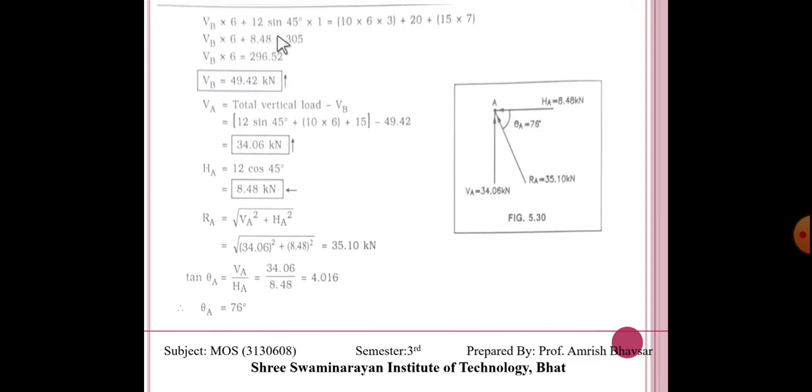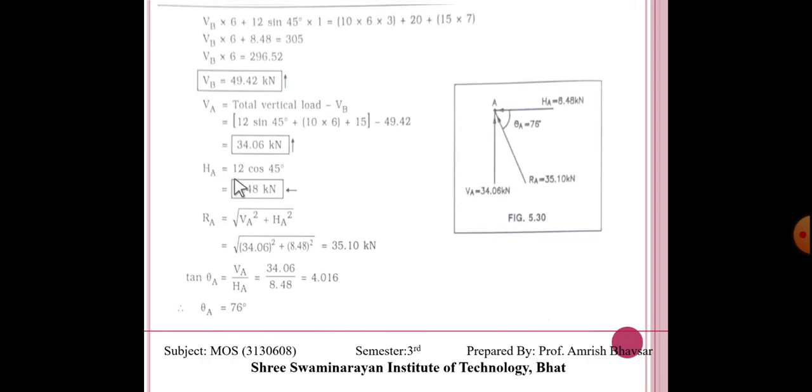This is the anticlockwise moment, and the clockwise moment is equal to 10 into 6 into 3 plus 20 UDL plus 15 into 7. So we will get VB into 6 is equal to 296.52. So VB is equal to 49.42 kilonewton upward. Now VA is equal to total load minus VB. So we will get VA is equal to 34.06.